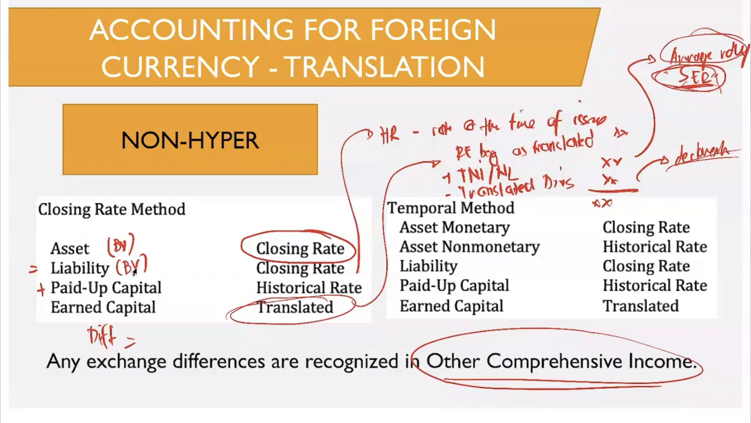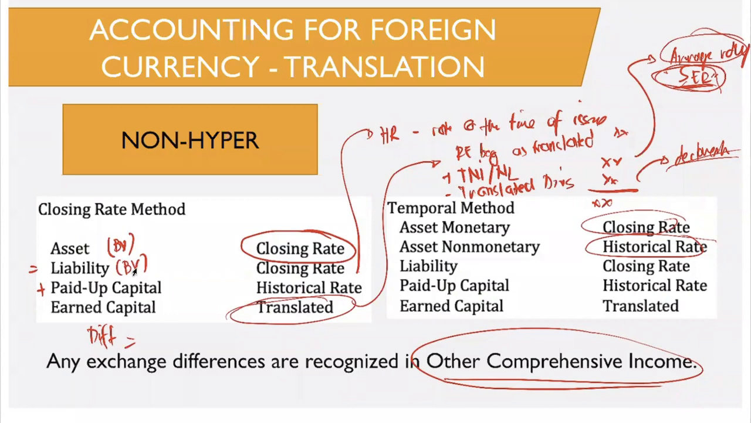For temporal method, we just need to look whether the asset is monetary or non-monetary. So if it's monetary, closing rate, non-monetary, historical rate. You already know what is monetary and non-monetary, di ba? We have already discussed in the previous topic what is money and non-money. Money, these are fixed amounts normally. These are your receivables, your payables, your cash. Non-money examples are your PPE, your land, your shareholders' equity, your capital stocks. Those are non-money items. Okay?